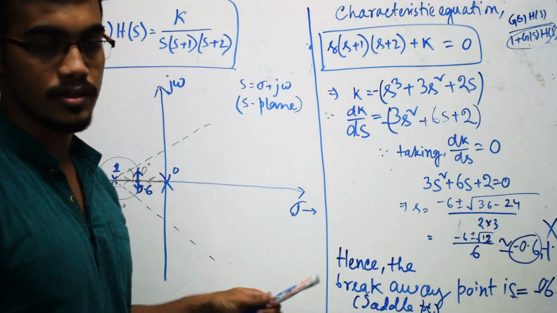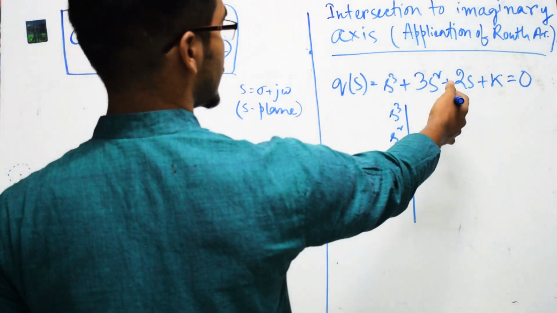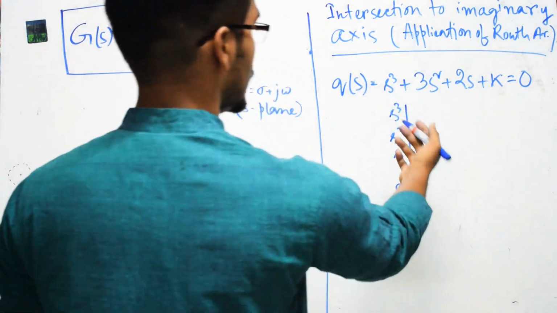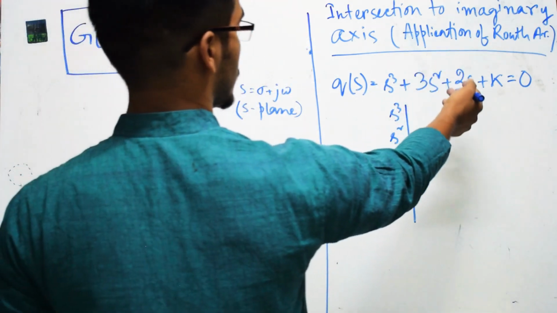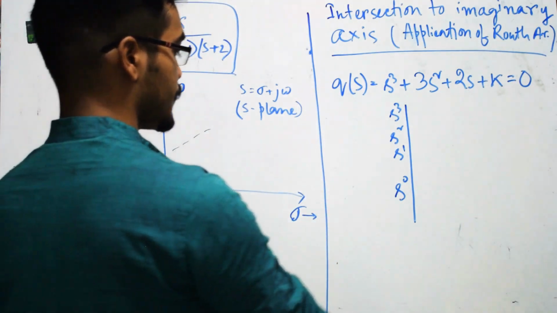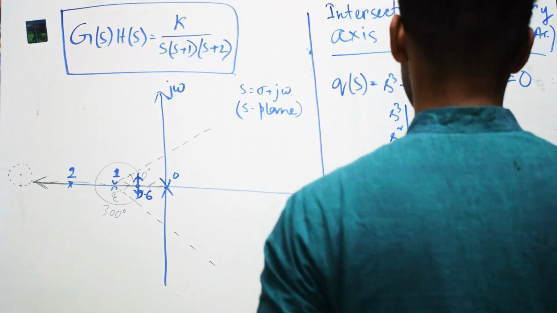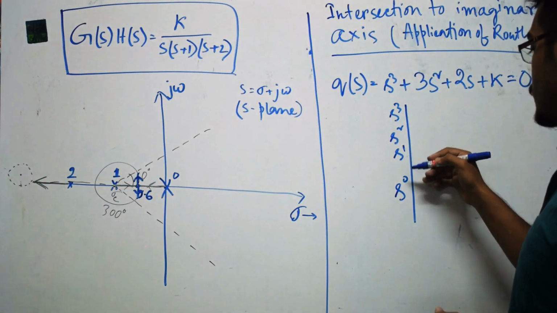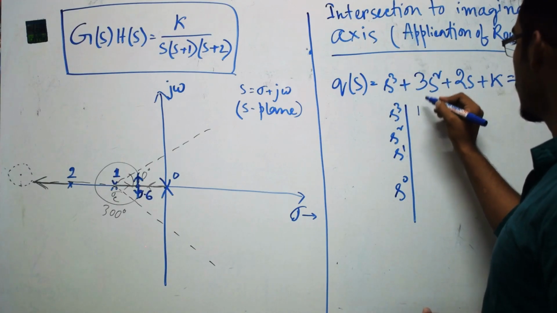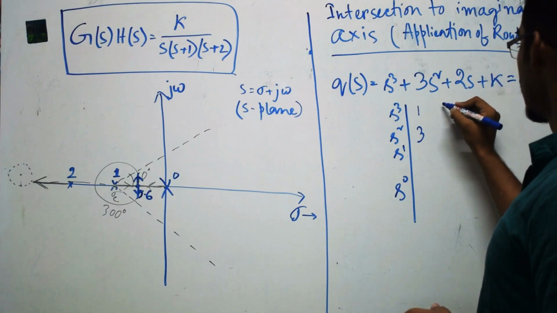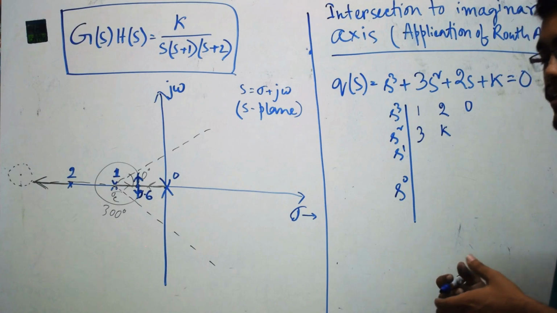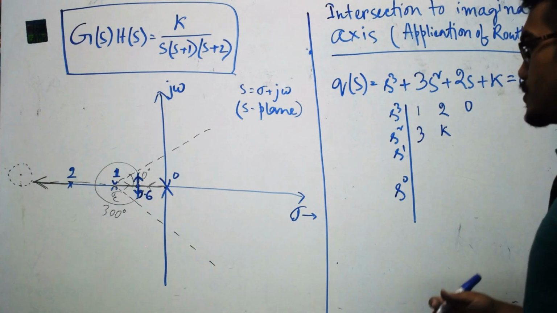This is very important. So we know the characteristic equation Q(s), we represent it as Q(s) is equal to 0, that is Q(s) is equal to s cube plus 3s square plus 2s plus k is equal to 0. Now we have to plot the Routh array. So first here s cube, s square, s to the power 1, s to the power 0. The coefficient of s cube is 1, then 3, then 2 here, then k here, then 0.